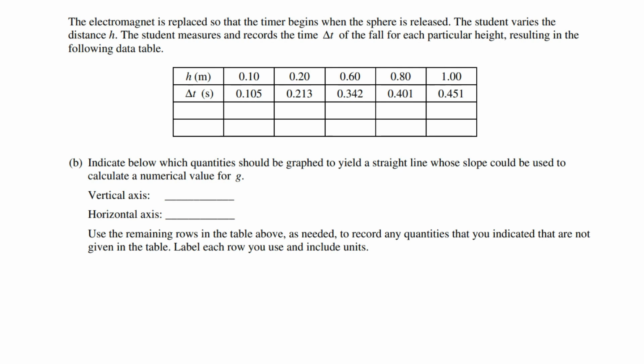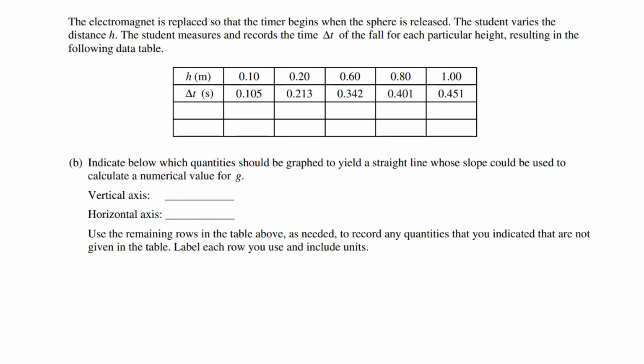Before part B of question number 1, there's some more information that's given. The electromagnet is replaced so that the timer begins when the sphere is released. The student varies the distance h. The student measures and records the time delta t of the fall for each particular height, resulting in the following data table. So they've corrected the mistake, and these data, the height and time data in this data table are accurate now and can be used in this experiment.